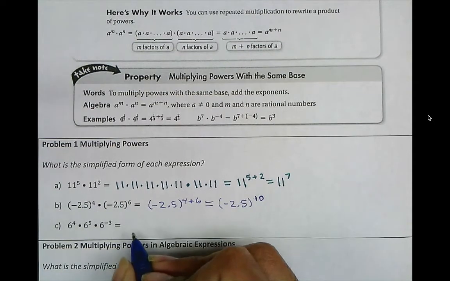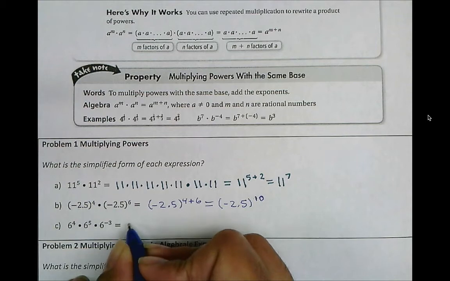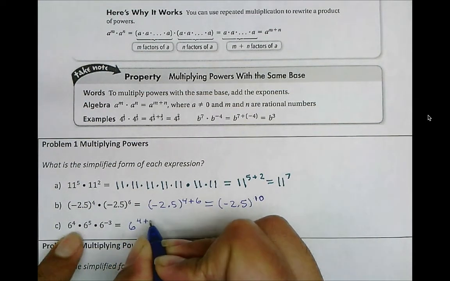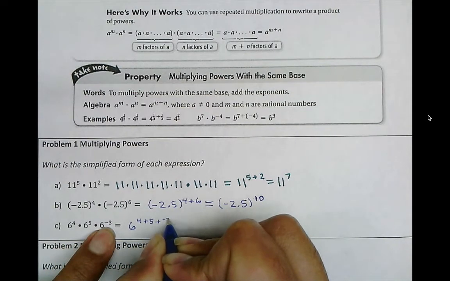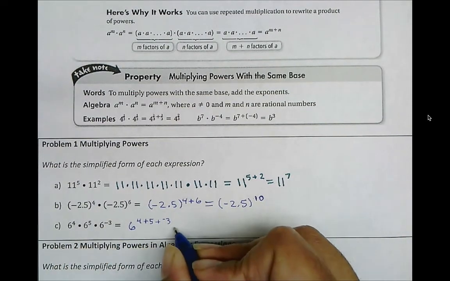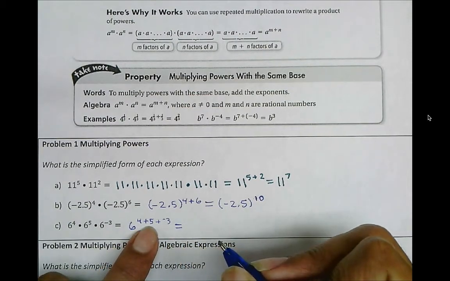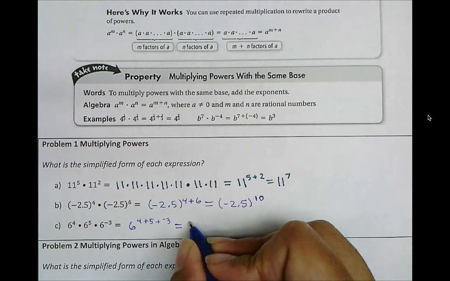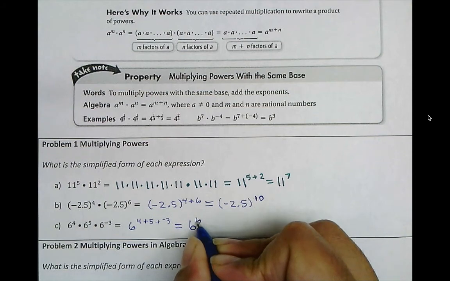Now, in part C, all three powers have the same base, which is 6. Therefore, we know we can add the exponents 4 plus 5 plus this negative 3, which, remember, adding a negative is the same as just subtracting. So now we have 4 plus 5 is 9, plus negative 3, or minus 3, is 6. So we have 6 as our base to the power of 6.